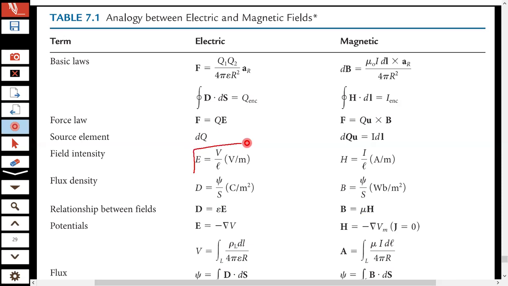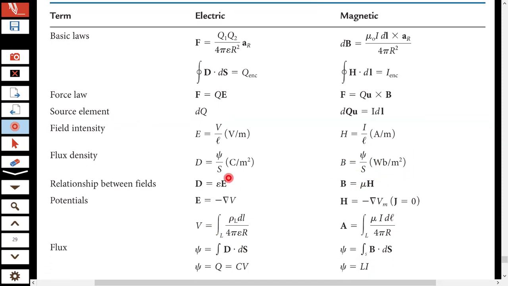And field intensity and potential relation can be written as E is equal to potential per unit length, and magnetic field intensity and current relation can be written as current per unit length, and hence the units for electric field intensity is volt per meter, and for magnetic field intensity is ampere per meter. And flux density for electric fields is electric flux per unit surface area, which is Coulomb per meter square. And for magnetic flux density, it is magnetic flux per unit surface area, which is Weber per meter square.